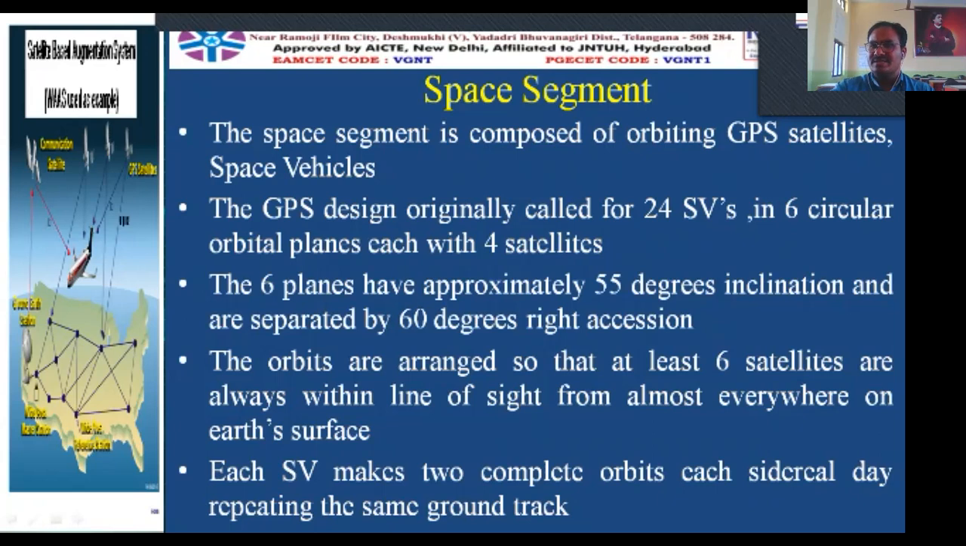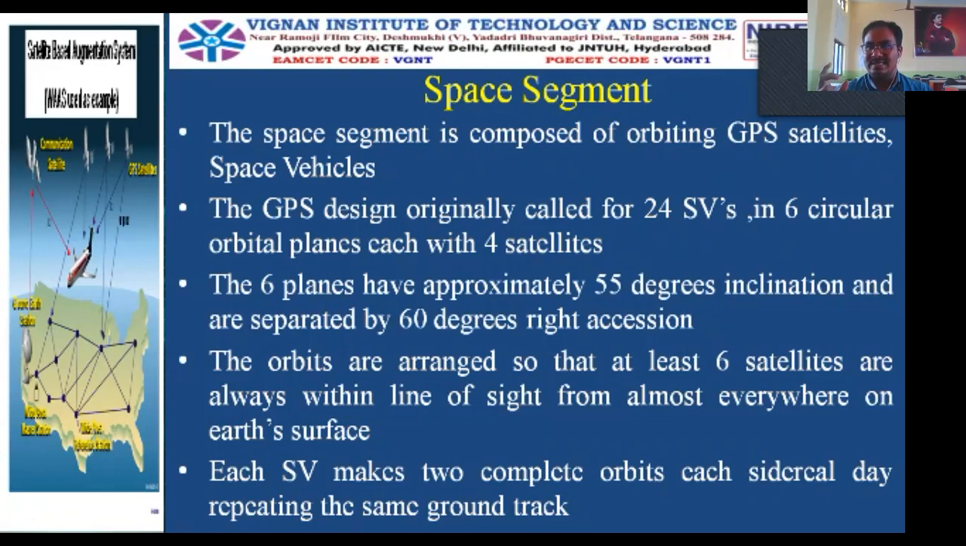And the orbits are arranged so that at least 6 satellites are always within the line of sight from almost everywhere on the Earth surface. So you take any location on the Earth surface, in the line of sight there are at least 6 satellites. 4 is enough for us to know the position, but there are 6, because if any one satellite fails, then the other satellites' time of travel may be taken into consideration. So 6 satellites means only the information from 4 satellites is enough. The 2 are in addition to replace a failed satellite.